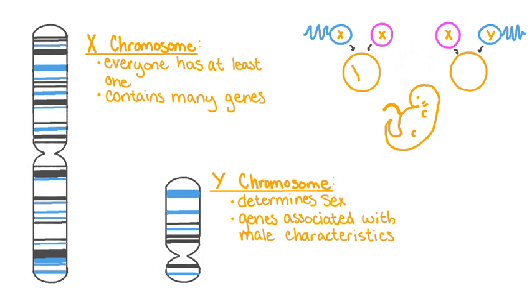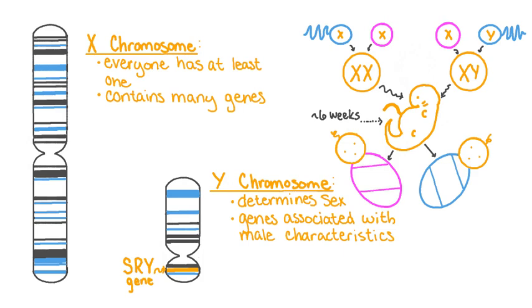Whether an offspring inherits the XX sex chromosomes or X and Y, the development of the fetus will be the same until about 6 weeks and will be, by default, female. At around 6 weeks, a gene on the Y chromosome, called the SRY gene, becomes active. This gene triggers the development of male characteristics, which is why offspring that inherit a Y chromosome will be born biologically male.